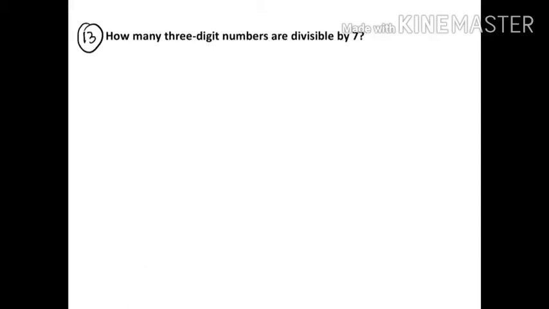Question number 13. How many 3-digit numbers are divisible by 7? We have to count only 3-digit numbers which are multiples of 7. Only then they will be divisible by 7. So what is the smallest 3-digit number? 100.